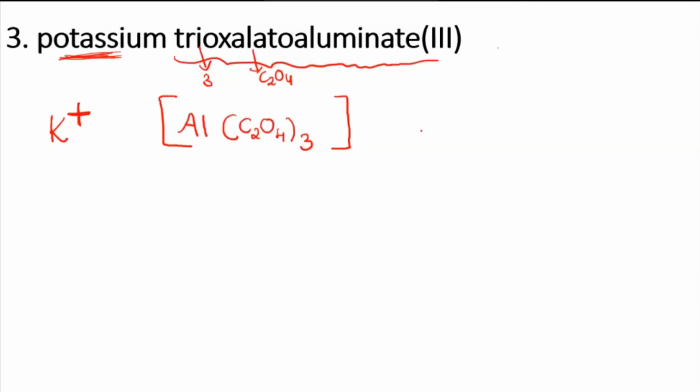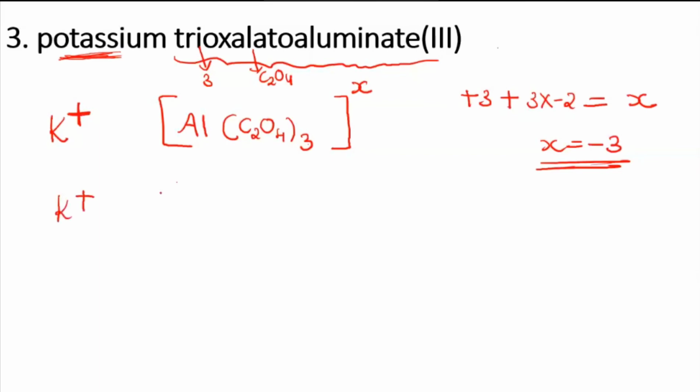Then we need to find the charge. This I will take as X. Aluminium is +3. So I will write +3 plus 3 into oxalate, which is -2. So 3 into -2, and the whole charge is X. So X is equal to -3. Correct? The X value is -3. Good. Yes, that's the correct answer. So here, -3 is the charge. That means I can write here K plus. If you want, you can finally write the answer. I am writing each and every step so that you don't make mistakes.